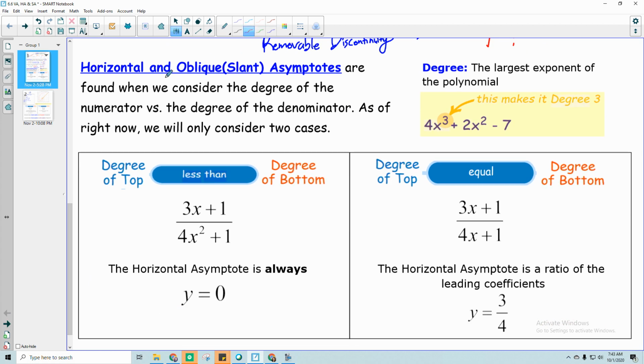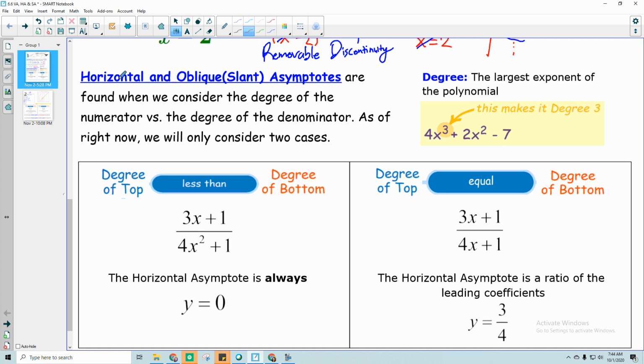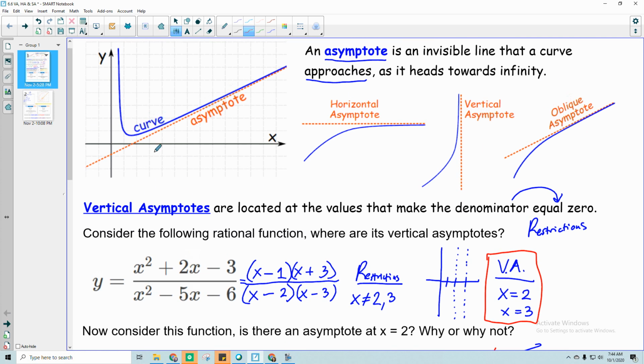All right, and then the very last thing we'll look at for this video is 2 cases of horizontal and oblique or slant asymptotes. Oblique or slant is just a fancy way to say diagonal. It's just like a diagonal asymptote.